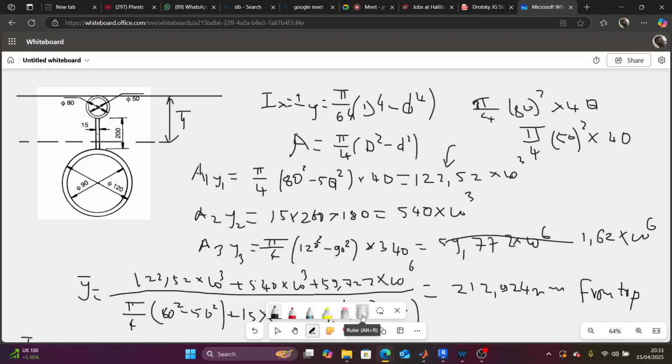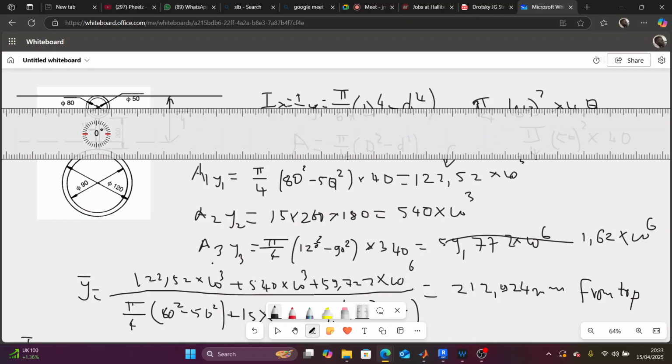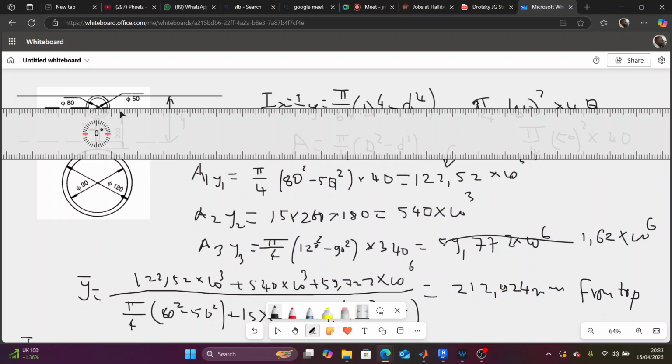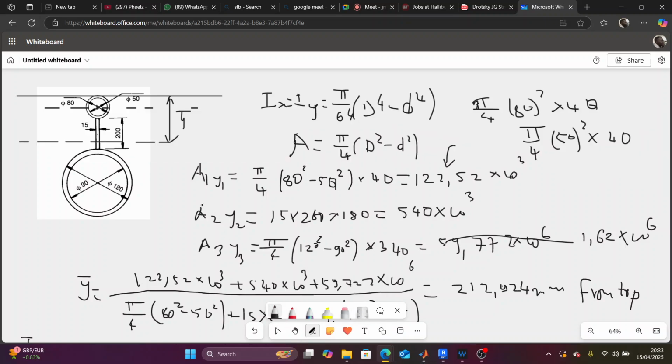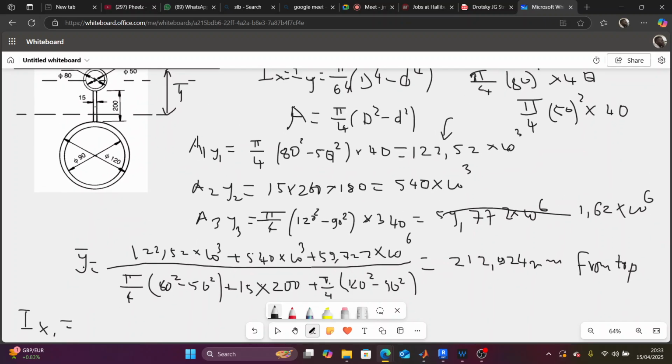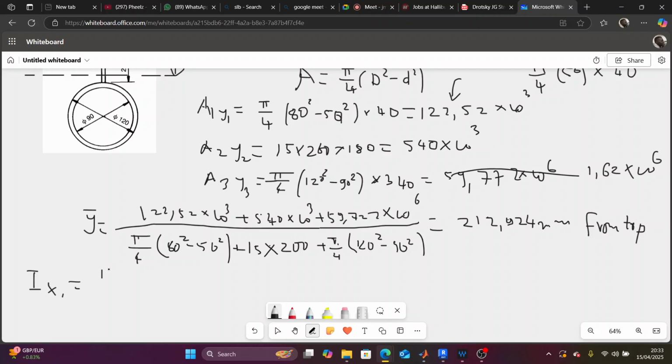Basically what is happening, if I show my ruler here, we have this axis here. Do you see it now? Now what do we need? We want to solve for moment of inertia, because you can see these two axes, this one and this one, are parallel, therefore we'll use the parallel axis theorem.